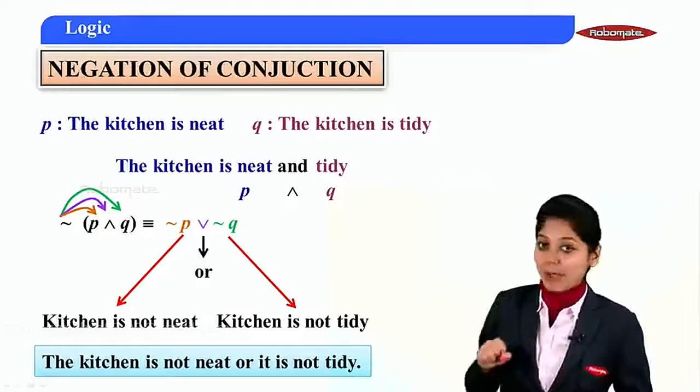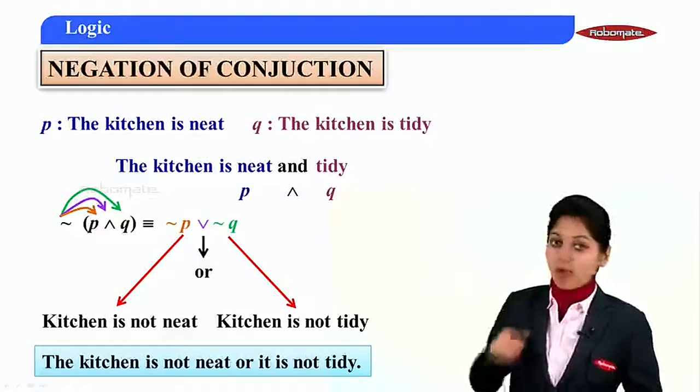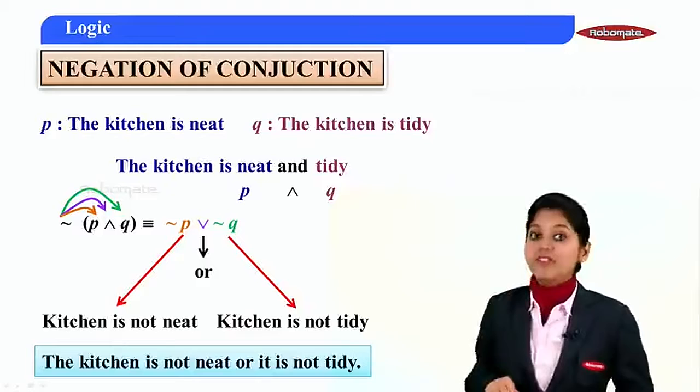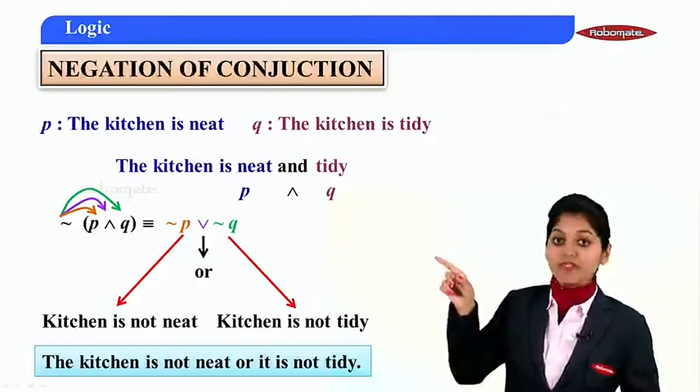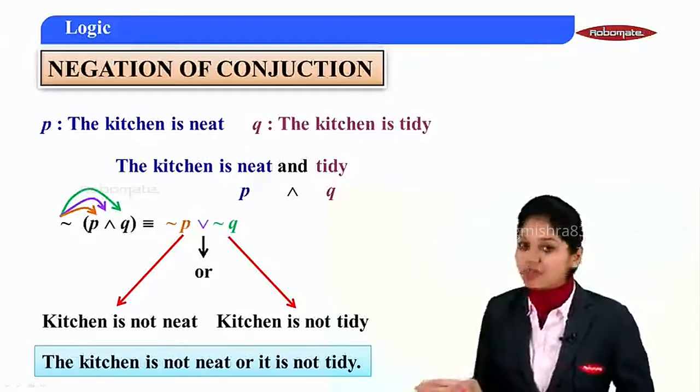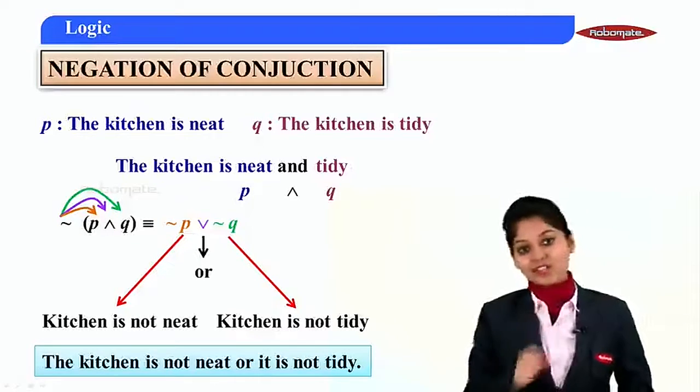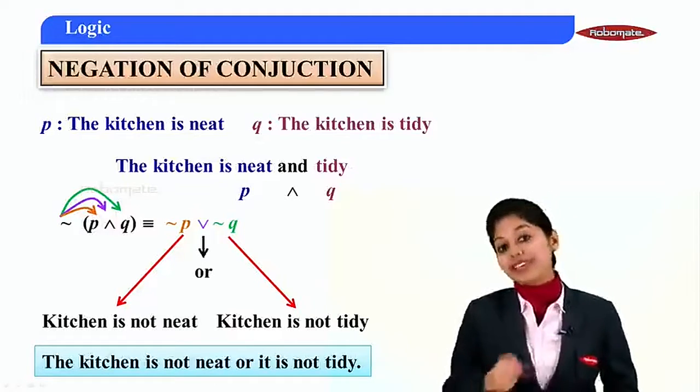First we formed a compound statement. Second, we got its symbolic form. Third, we tried to get the symbolic form of the negation. And fourth, we formed the statement. Understood? This is how we'll do for the next one.